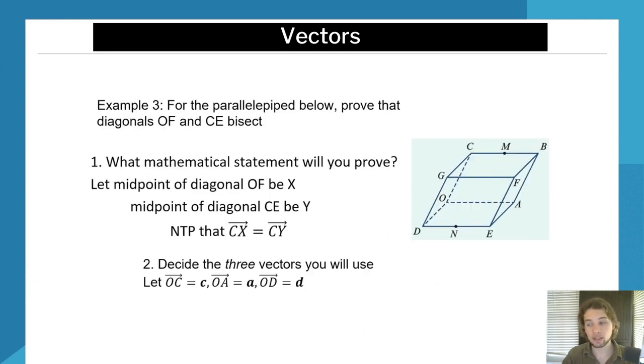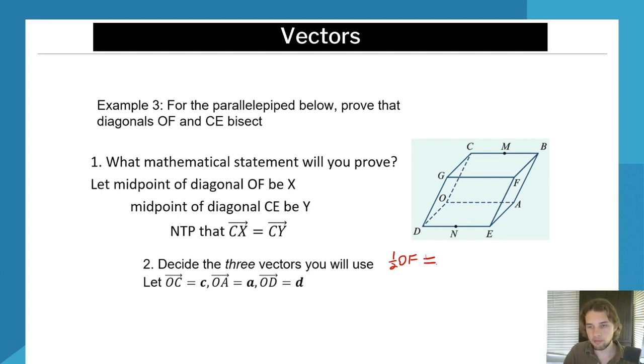So this is basically the same proof we're looking at here, but we're doing it for 3D space. So for the parallelepiped below, prove that diagonals OF and CE bisect each other. So I'm going to use O as the origin this time, and we're going to follow a very similar process. So we want to do OF. So O to F, let's put OF, and we're going to go half of OF because we want to find where they bisect each other, so that's the halfway point.